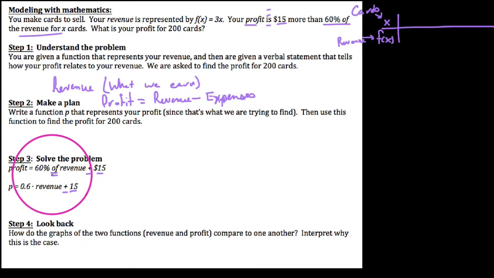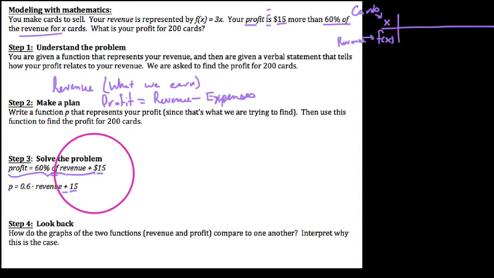If I had 2 of 8, I would have 16, or 2 times 8. So when you look at this here, really what we're doing is we basically took that verbal model, and we wrote a plan. We said, well, our profit is 60% of our revenue, and it's $15 more than that. That's how we're going to calculate our profit.